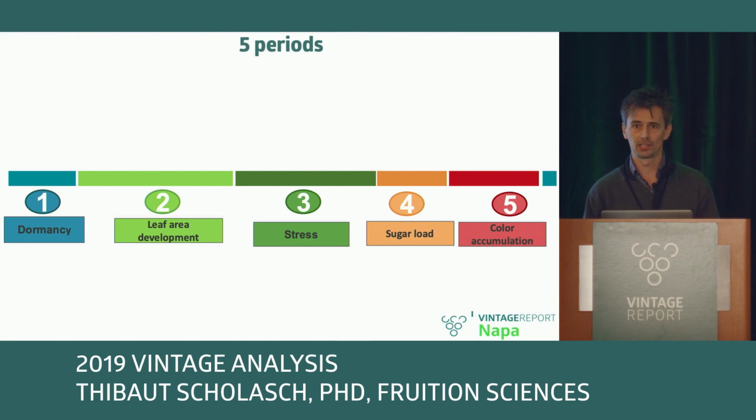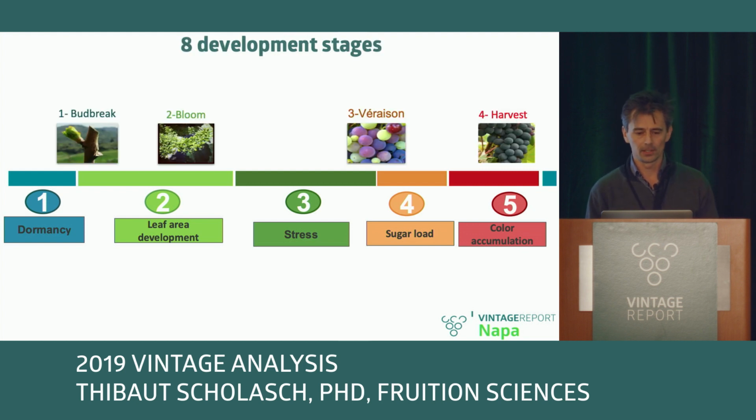In orange, we have this part during which sugar is actively loading into the berry. And then once sugars are no longer actively loading, we go into that phase during which anthocyanin keeps accumulating, and harvest and leaf fall ends period 5. So in order to characterize the length and duration and start date and end date of those 5 periods, we come up with 8 developmental stages.